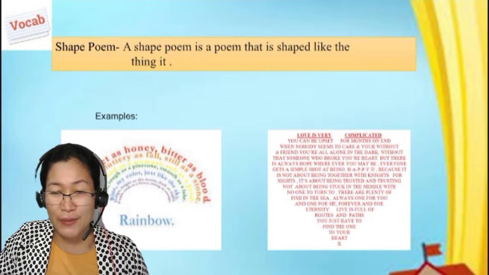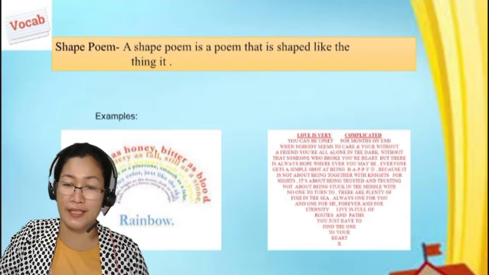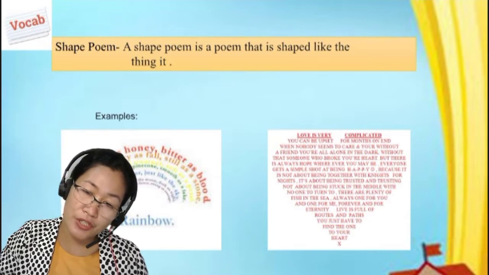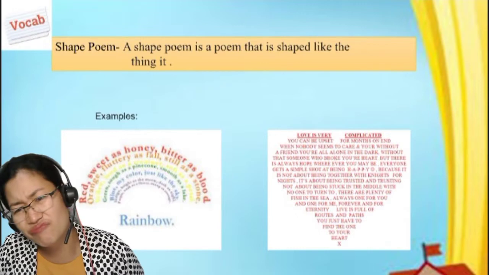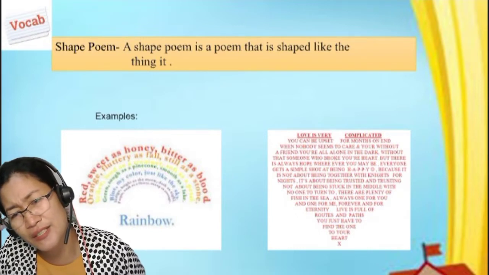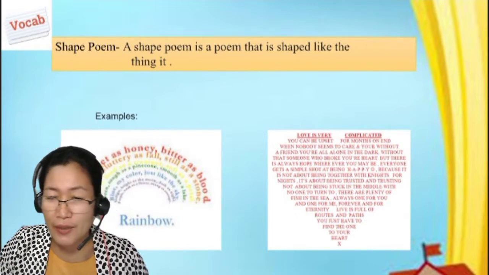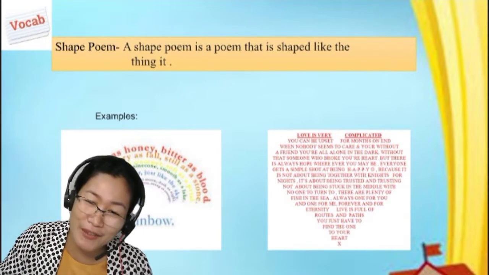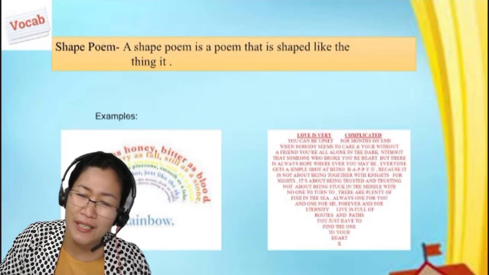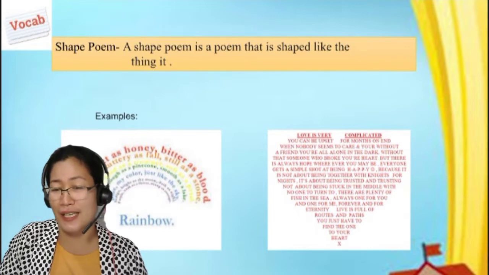So, red, sweet as honey, bitter, and blood. So this is the red. Next, orange. Orange, flattery as fall. Still as a stone. And the yellow, I cannot see the yellow at all. And we also have a green here. Green, oh, it's so tiny.